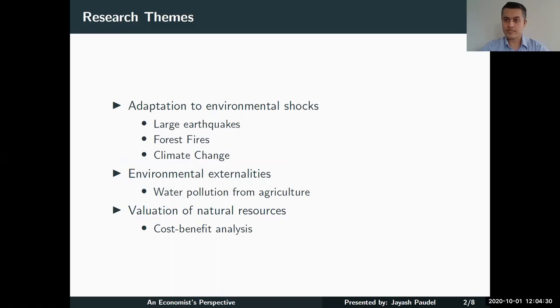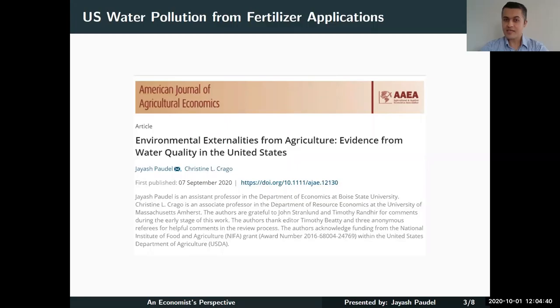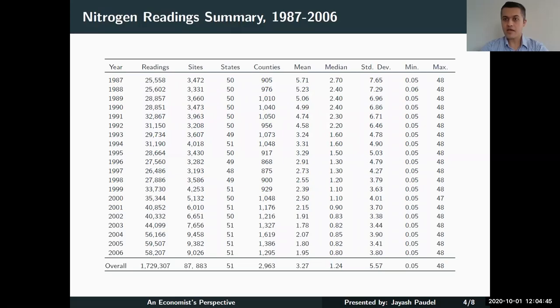Let me quickly talk about one of my recent research projects, which involved quantifying environmental externalities from agricultural fertilizer applications. To give you a sense of the data I use in my project, the last row in this table here gives a number of roughly 1.7 million pollution readings that came from over 87,000 water sites comprising 2,963 counties between 1987 and 2006.